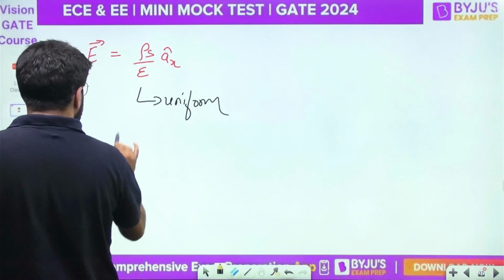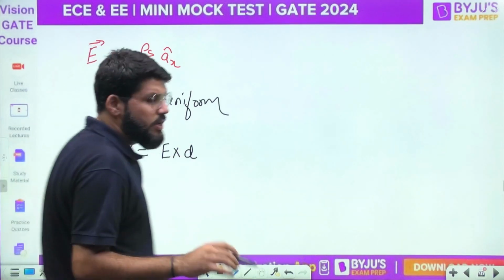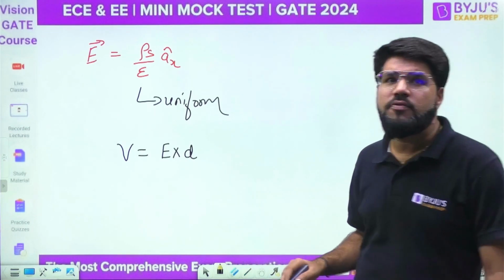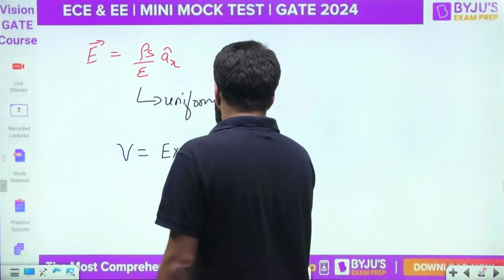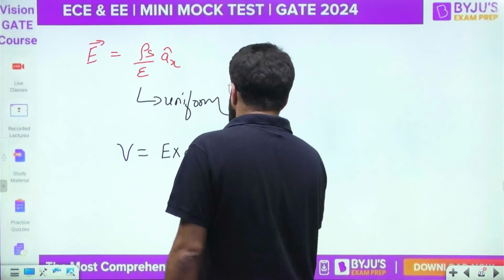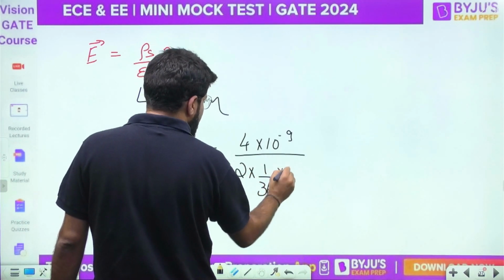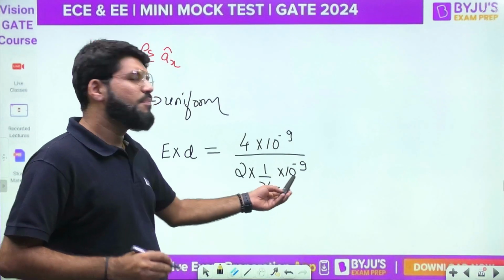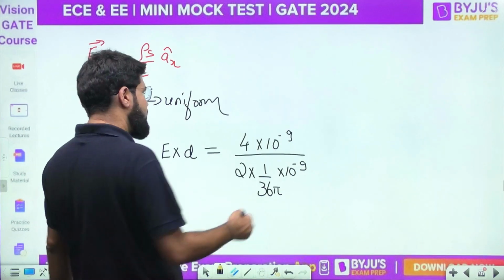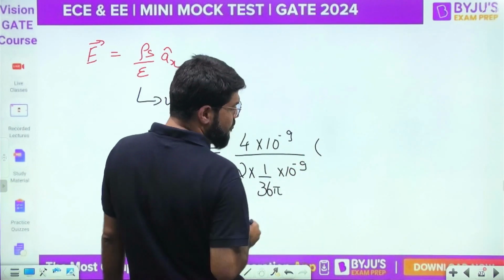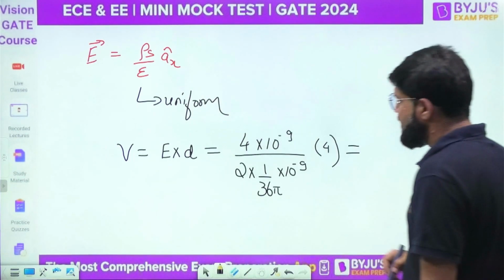So whenever you have a uniform field, the potential can be simply calculated as E into d. No need to go for the line integral. Otherwise we solve the line integral of the electric field, but for a uniform field it is simply E into d. Now rho s value is 4 nanocoulomb per square meter divided by epsilon, which is 2 epsilon naught, and epsilon naught is 1 upon 36 pi 10 power minus 9. You can also use 8.85 10 power minus 12, but I'm using this so that 10 power minus 9 cancels, multiplied by d, which is 4 meter. Correct? 4 meter. So the 10 power minus 9s are cancelled.